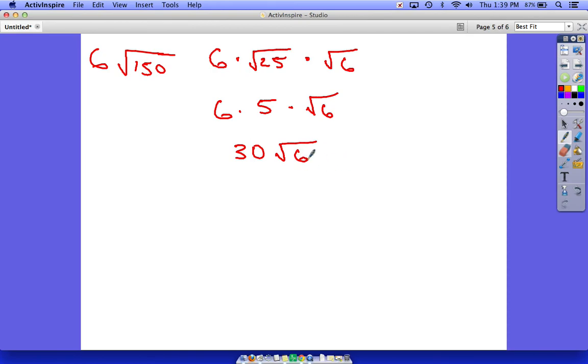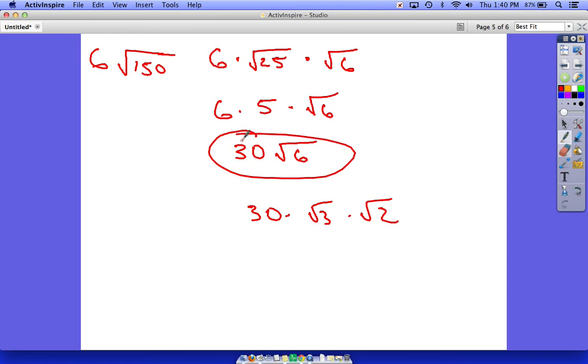And if I were to break down this square root 6 and get 30 times the square root of 3 times the square root of 2, there's nothing I'd be able to do with this because that's not a perfect square. That's not a perfect square. And I can't factor this any other way. So this is going to be my final answer right here. And understand, we could have done this a different way. It just would have taken longer.